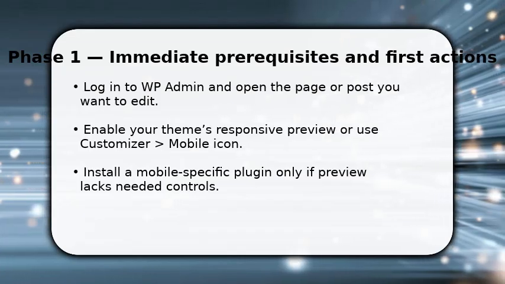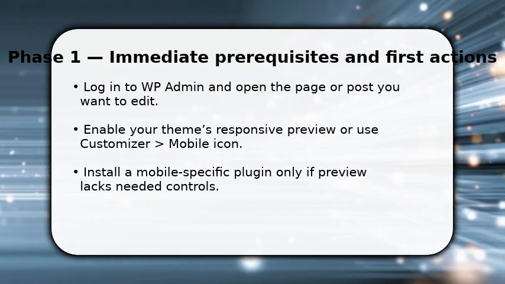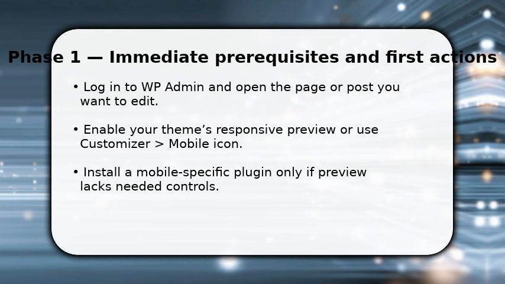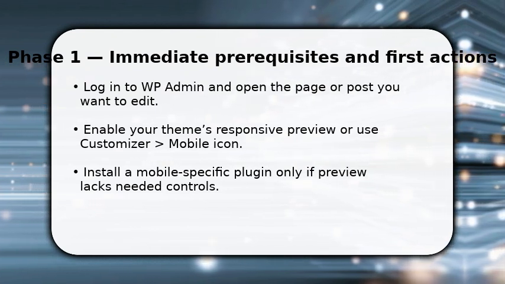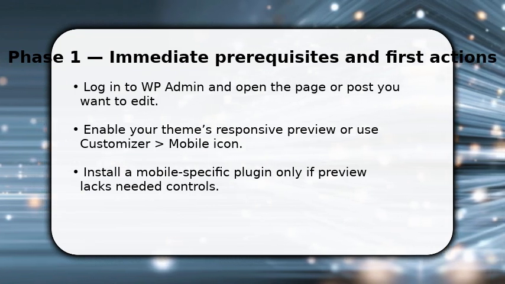You start inside WordPress admin. Open the page or post you want to change and click Customize to access the theme preview. Once there, switch to the mobile view icon so you can see the true layout. This shows you how elements stack on small screens.